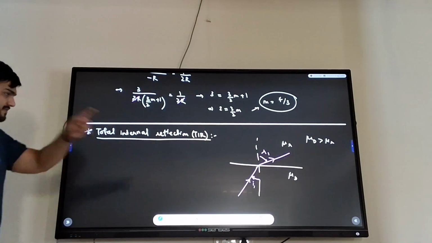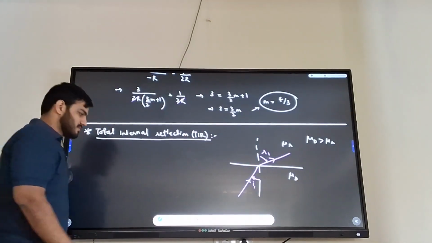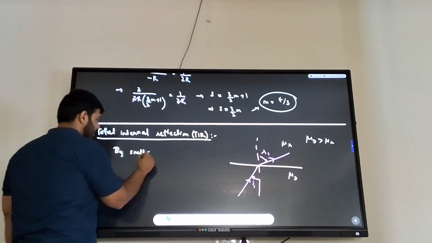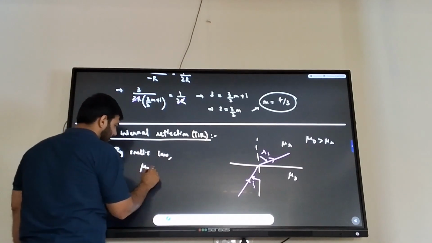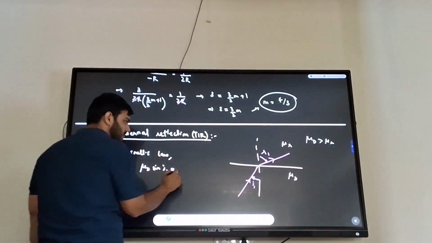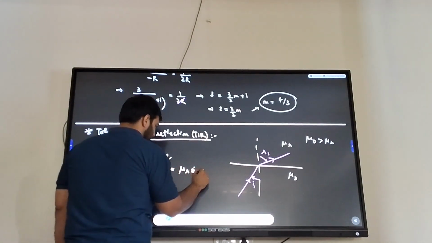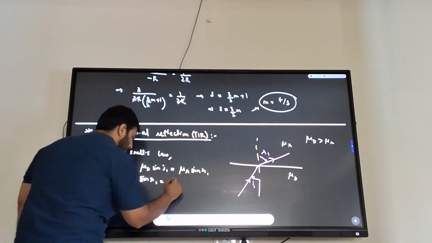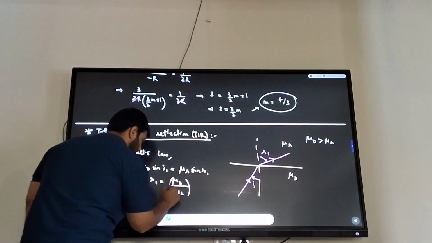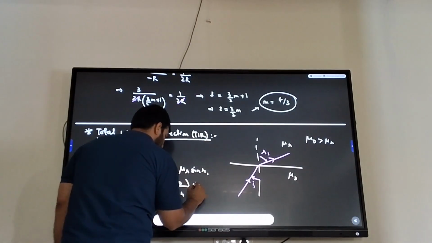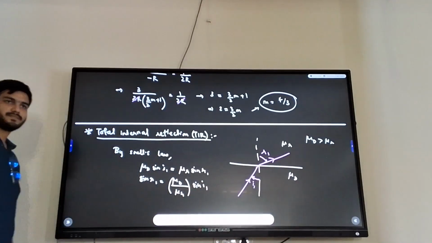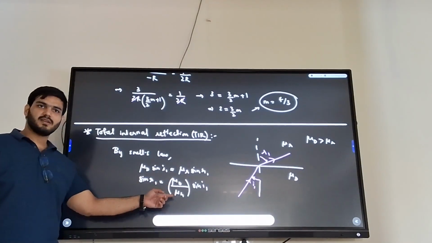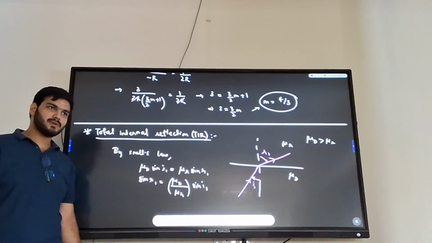Good. If I apply Snell's law, then what will I get? By Snell's law, mu d sin I1 is equal to mu r sin R1. And if I write sin R1, that will be mu d by mu r times sin I1. Now these mu's are just numbers, so this mu d by mu r is again just a number.